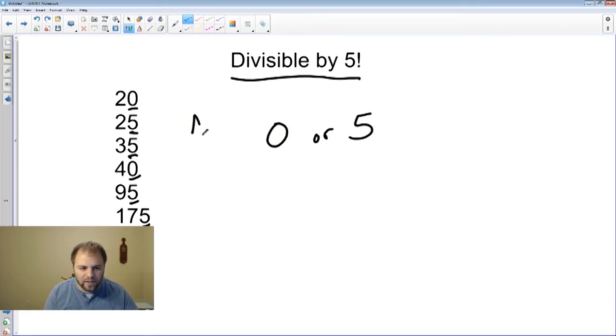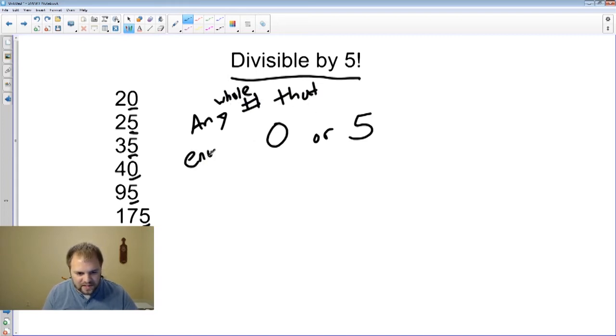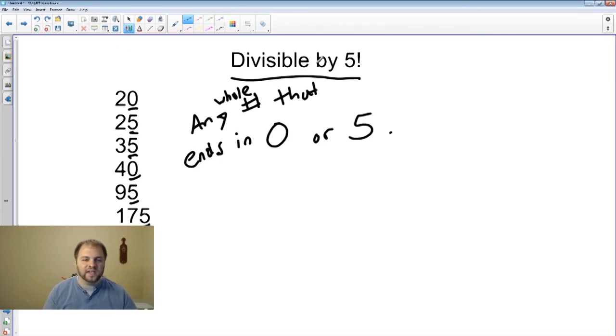So any whole number, let's be very specific here, any whole number that ends in 0 or 5 is divisible by 5. Once again, it's very simple. Any number that ends in 0 or 5 is divisible by 5. Let's move on to the last one.